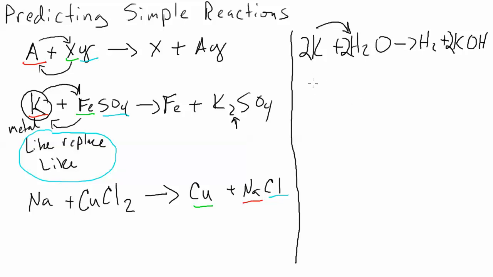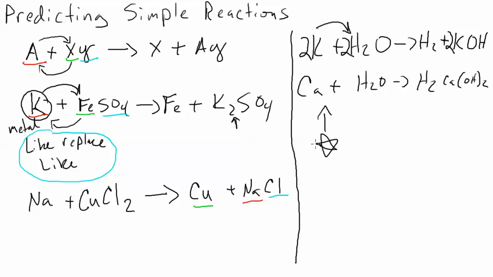I just wanted to show you the pattern of almost any reactive metal from groups 1 and 2 can do this. Some do it better than others, but calcium does it. It makes hydrogen and calcium hydroxide. So you should probably be aware of that because it's kind of an exception to the simplest part of the pattern. But that's predicting simple single replacement reactions.